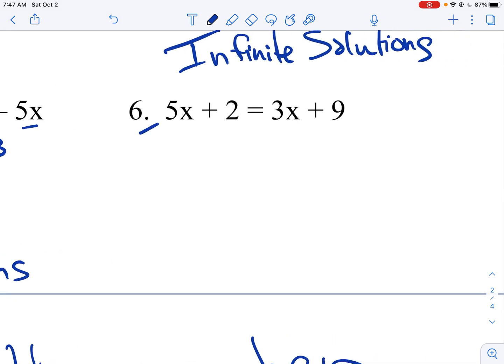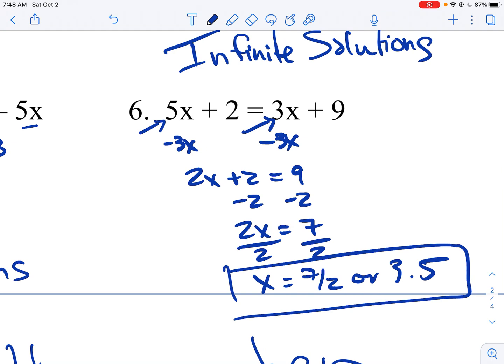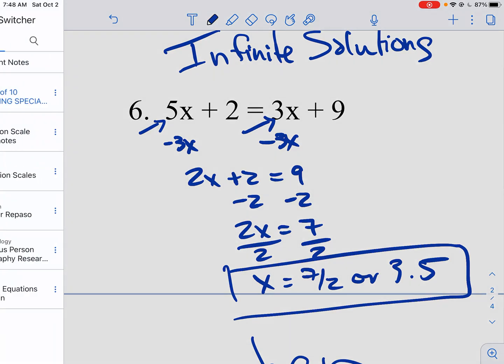Okay, then this one, I look at my coefficients. They are different. So that means I'm going to come out with a solution. So I actually need to do this problem all the way to the end. So I'm going to subtract 3x from both sides. I get 2x plus 2 equals 9. I subtract 2 from both sides. 2x equals 7. I divide by 2. And x equals 7 over 2, or 3.5. So that is my solution. You cannot say that there's one solution and that you're finished. You have to come up with what that one solution is.